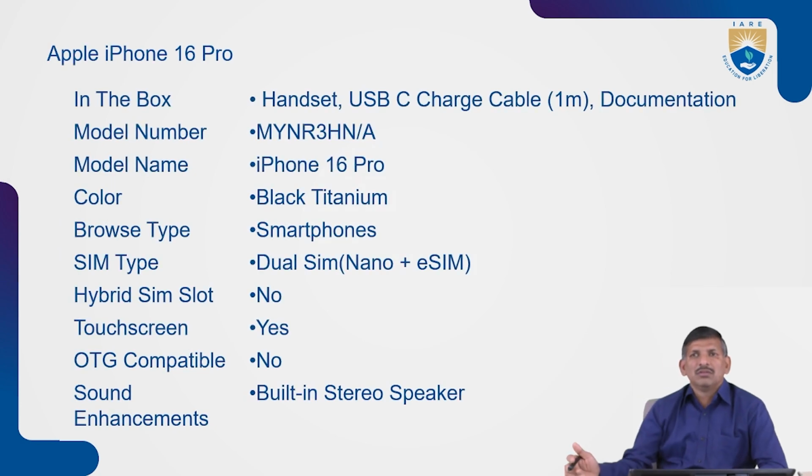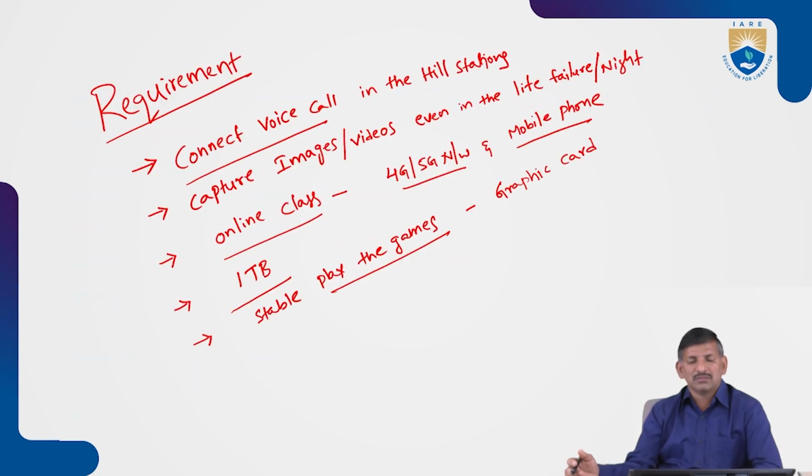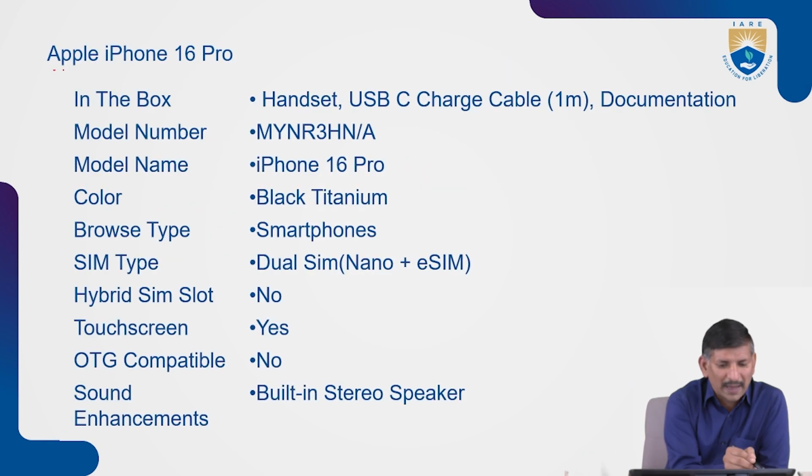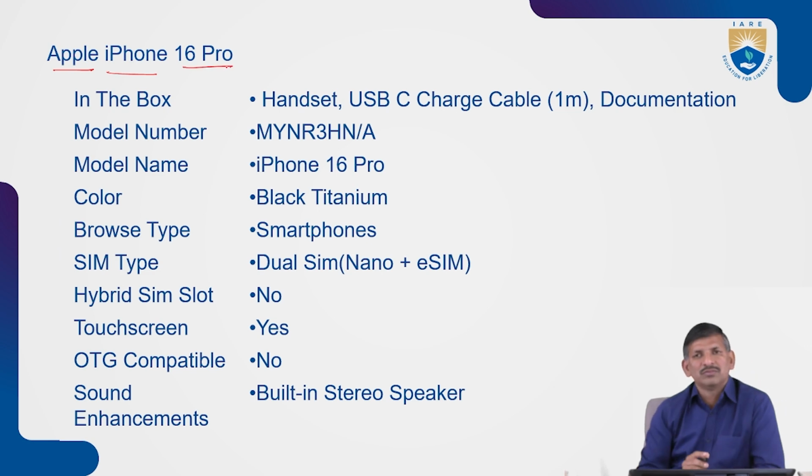So now, up to now we checked the requirements: connect the voice calls, capture the images, online classes, storage capability, play the games. To provide those requirements, we require some specifications in the product. So here we are checking the Apple iPhone 16 Pro, which is one of the high-end mobile phones, which provides high-speed internet and high-speed games. You can play the games, and record high-quality pictures like that.